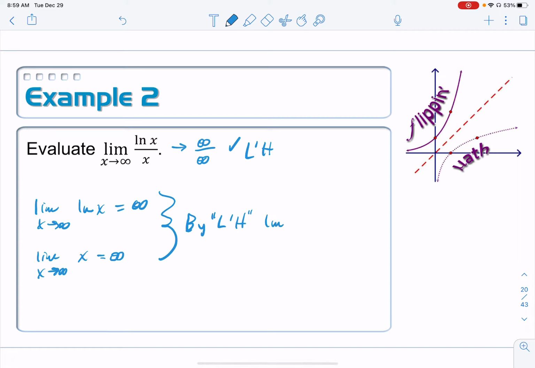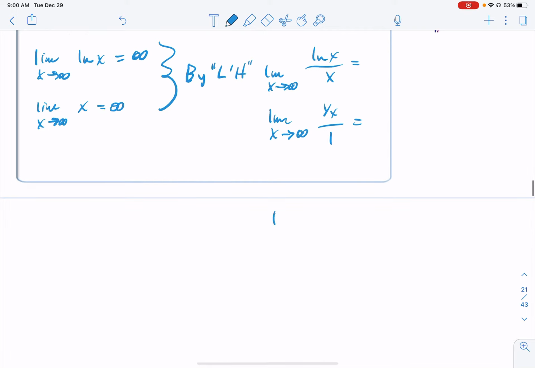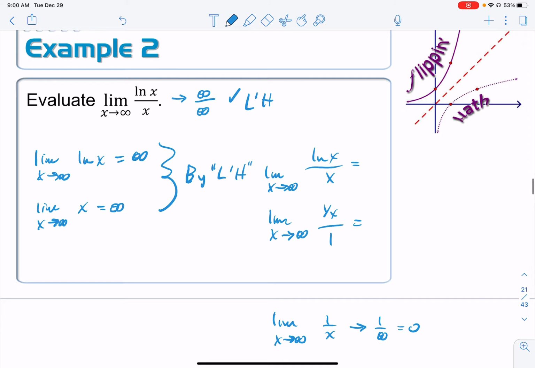you take the limit as x approaches infinity of the natural log of x over x, and we take the derivatives of the top and the bottom. The limit as x approaches infinity of the derivative of the natural log of x, just 1 over x. The derivative of x is 1. So just out of convenience, I'll rewrite this as the limit as x approaches infinity of just 1 over x. That'd be 1 over infinity. That's a 0. So the limit here is equal to 0. It's getting closer and closer to 0.